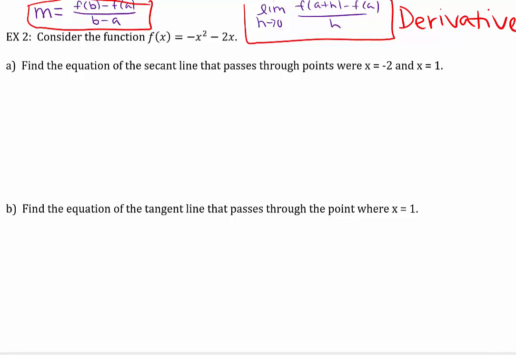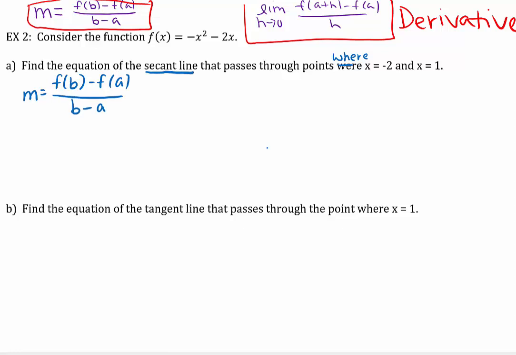Example 2, consider the function f of x equals negative x squared minus 2x. Find the equation of the secant line that passes through points, oh, this should say where, sorry about that, where x equals negative 2 and x equals 1. A secant line is a line that goes through 2 points, and the slope of a secant line is the average rate of change, or just change in y over change in x.